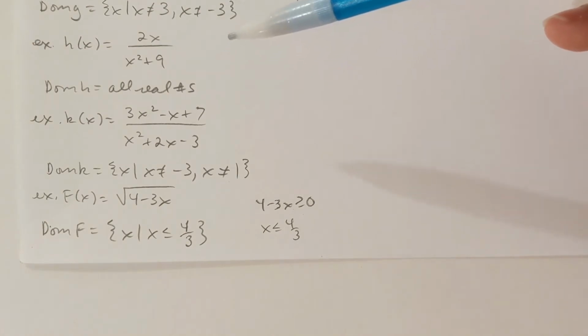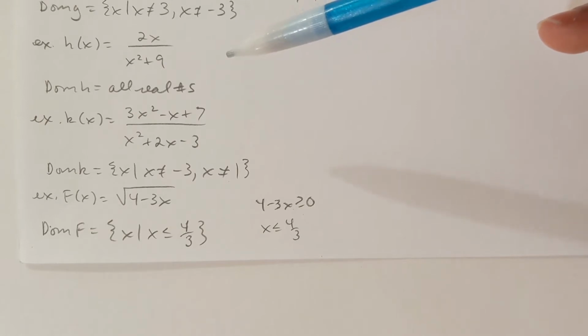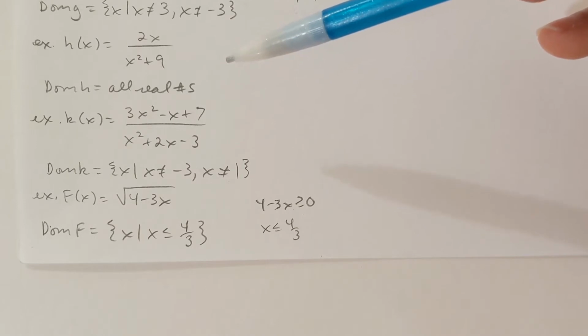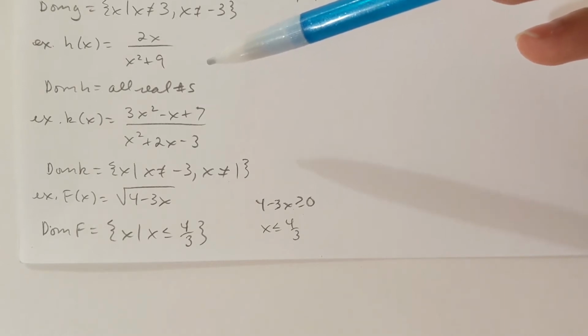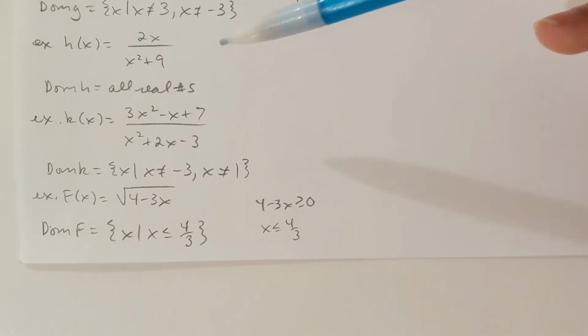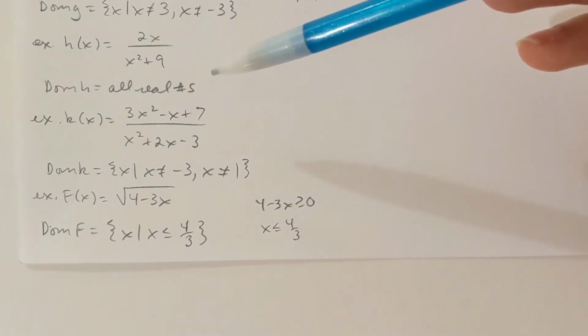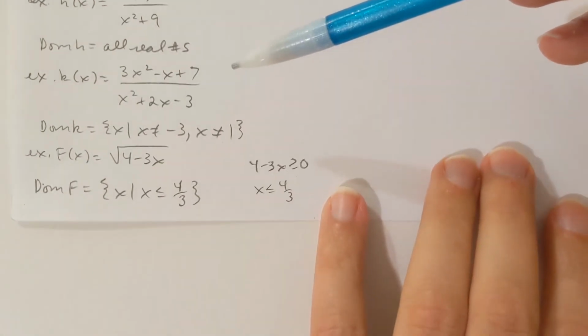The next example, h of x equals 2x divided by x squared plus 9, means that the denominator is really the only thing I care about there, and x squared plus 9 will never be negative. It will also never be 0. When I square any number, I'll never have a negative. And when I add 9, I'll never have a negative still, and I'll never have 0. So all real numbers are okay there for h.